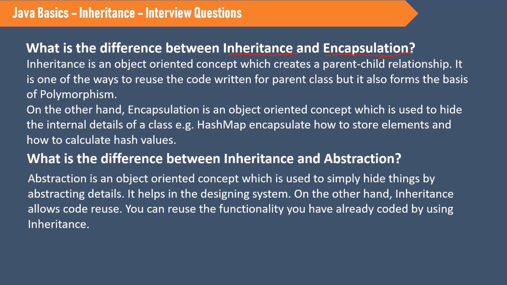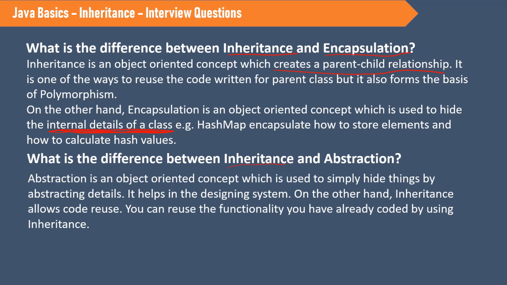But encapsulation is used to hide the internal details of a class. That means using encapsulation we hide the internal details of a class. But inheritance creates a parent-child relationship. It is used for code reuse. It is the process of acquiring the properties and functionality of one class in another class. But encapsulation is hiding the internal details of a class.